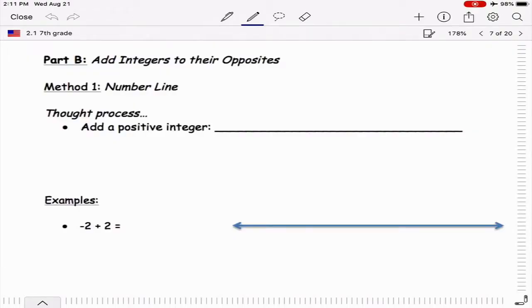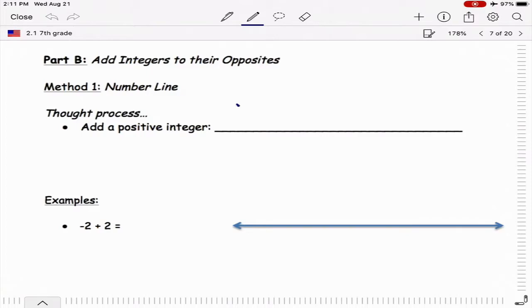Okay, so now we're in part B. So part B, we're going to add its opposite. So just for example, I'll read the whole thing first. So thought process, add a positive integer. It's the same thing I said before. If the second number is positive, you move it right. If the second number is negative, move it left.